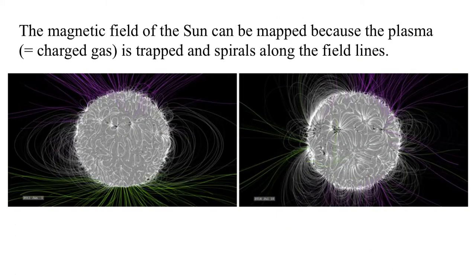For example, the magnetic field of the sun can be mapped because the plasma, which is simply a charged gas, is trapped and spirals along the field lines. So we can see it glowing, and we can see where it goes, and we can kind of see the magnetic field lines coming off the sun.